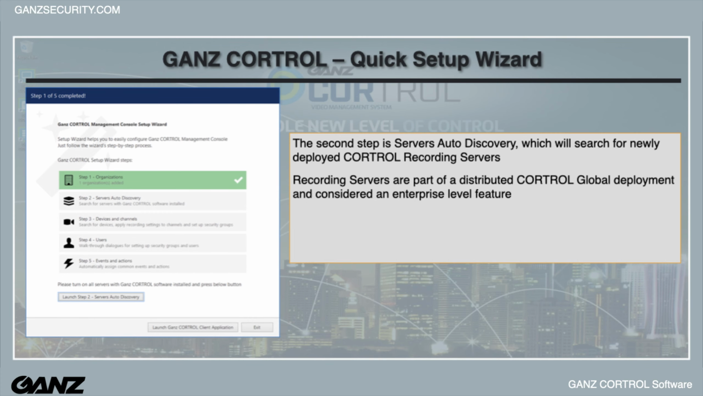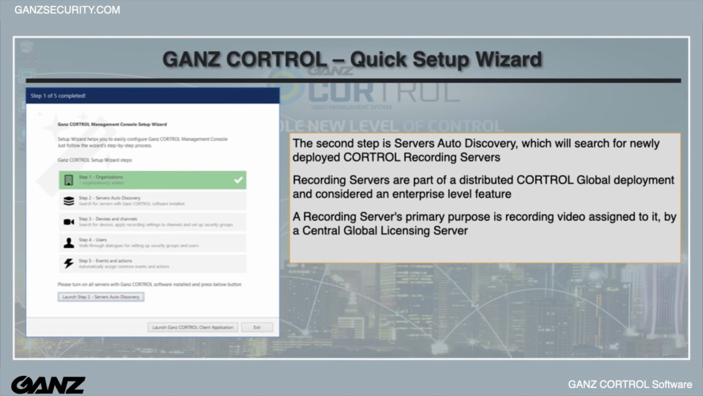The second step is Servers Auto Discovery, which will search for newly deployed CORTROL recording servers. Recording servers are part of a distributed CORTROL Global deployment and considered an enterprise-level feature. A recording server's primary purpose is recording video assigned to it by a central global licensing server. Select Launch Step 2, Servers Auto Discovery to continue.